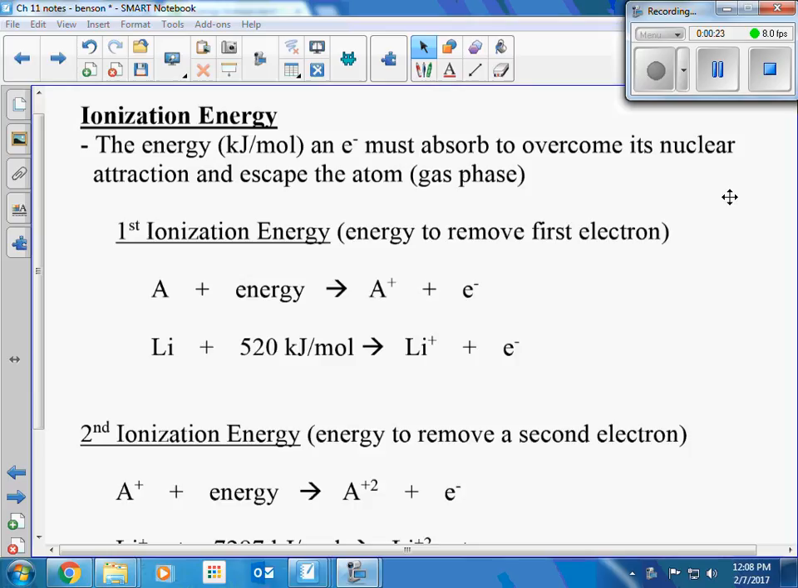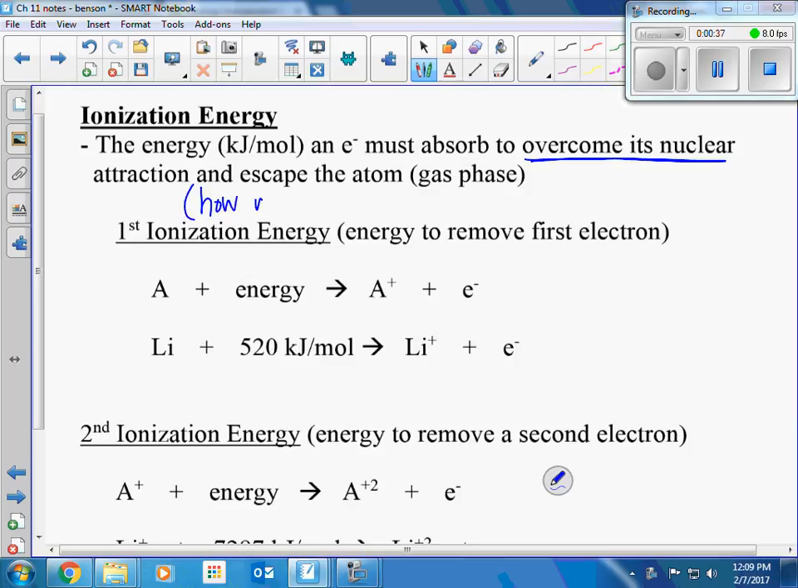So ionization energy is the energy an electron must absorb to overcome its nuclear attraction and escape the atom, meaning how much energy does it take to remove an electron? So let's just write that here. How much energy is needed to remove an electron? And that's what these next two equations are going to show you.